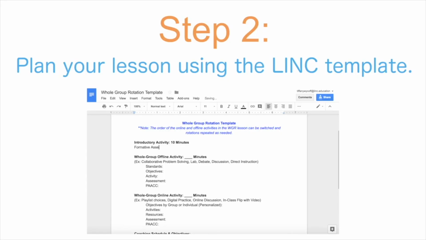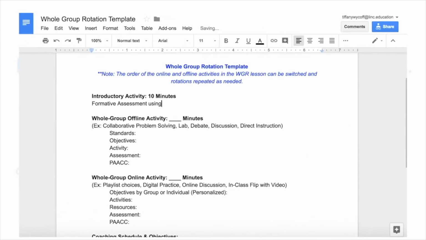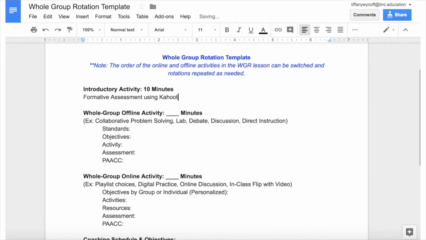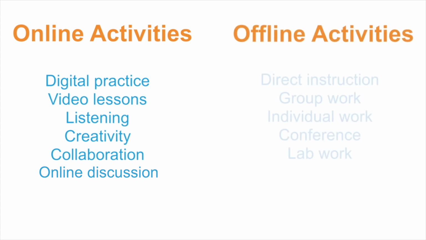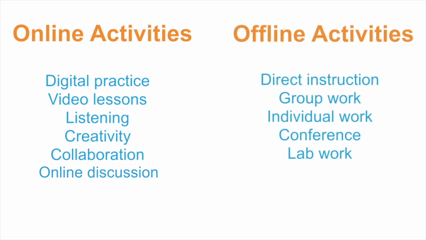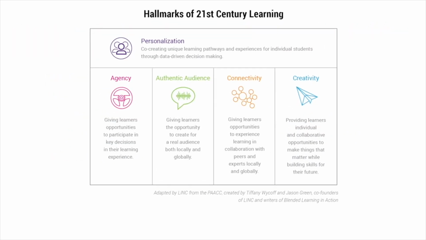Next, you'll plan your lesson using the link template for whole group rotation, creating the flow of activities between whole group offline activities and whole group online activities. Online activities may include digital practice, online discussion, video instruction, listening, or creativity tasks, while offline activities could include whole group instruction, individual, or group work. Keep in mind that the order of online and offline does not matter. As you plan, keep the PAC hallmark of effective practice in mind.